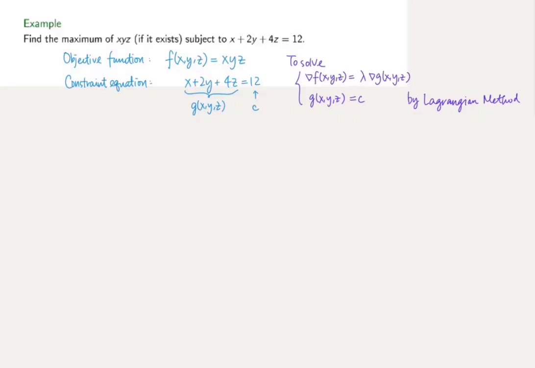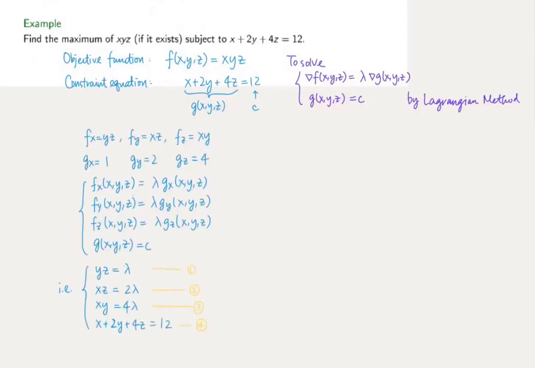In this question, we are given the objective function f of x, y, z equals x times y times z, and the constraint equation x plus 2y plus 4z equals 12. We can denote this part as g of x, y, z and c as the constant 12. By the Lagrangian method, we want to solve this system of equations, where the first order condition is gradient of f equals lambda times gradient of g, and the constraint equation g of x, y, z equals c.